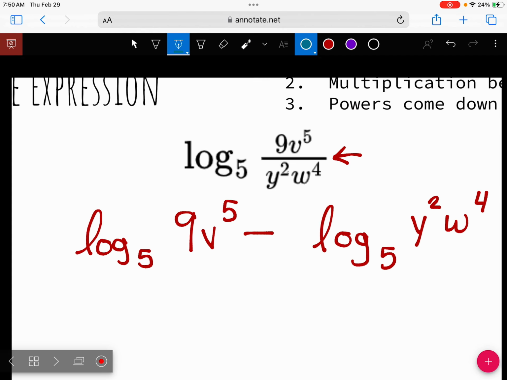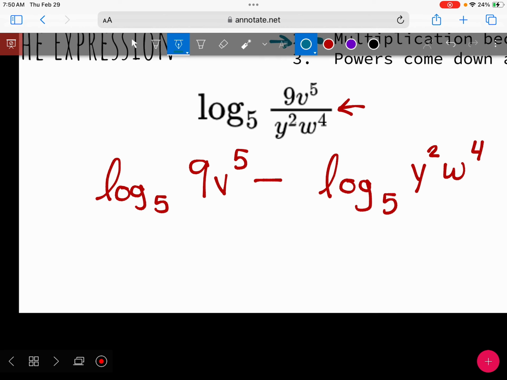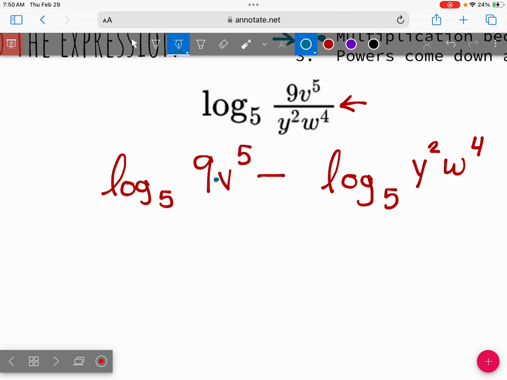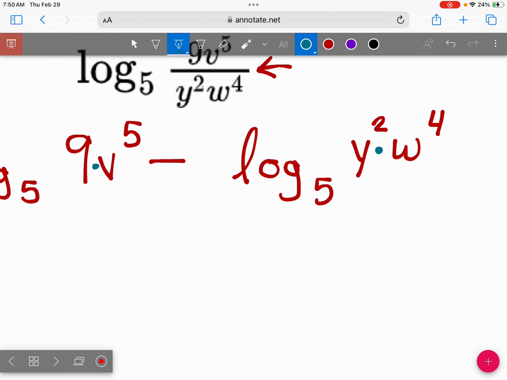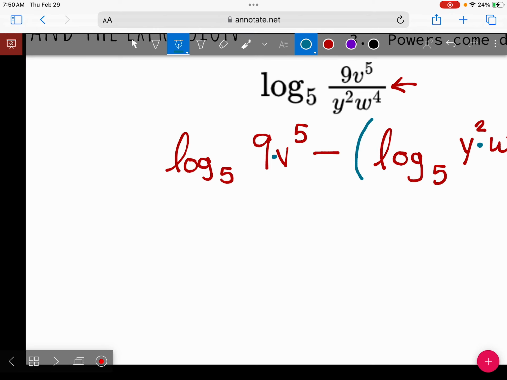So our next step is that our multiplication becomes addition. So any place we have multiplication, they're going to add together. We just need to be really, really careful because, again, we need to make sure we're subtracting this whole chunk. So I'm going to put parentheses around this right-hand side when we expand it again, because I need that whole chunk to stay subtracted even though I'm about to put a plus in here.